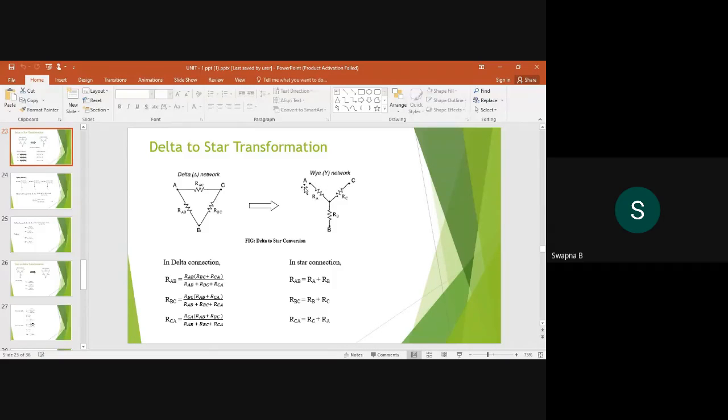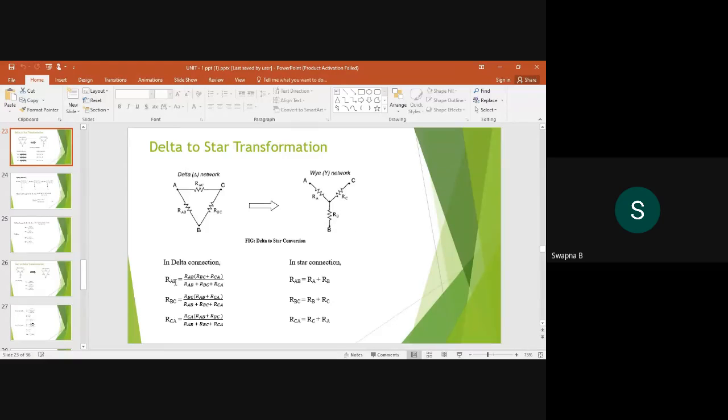So A, B, C, three branches are connected at a common point O. RA resistance is in branch A, RB in branch B, RC in branch C. So the star network resistances can be named as RA, RB, and RC. Delta network means RAB, RBC, and RAC. So three resistors are connected in the delta network, which are RAB, RBC, RAC. Y network means RA, RB, RC.